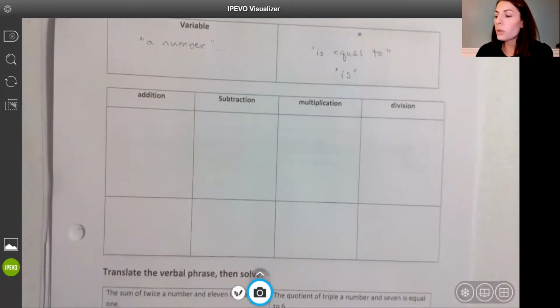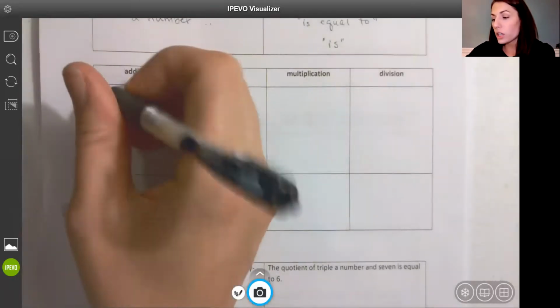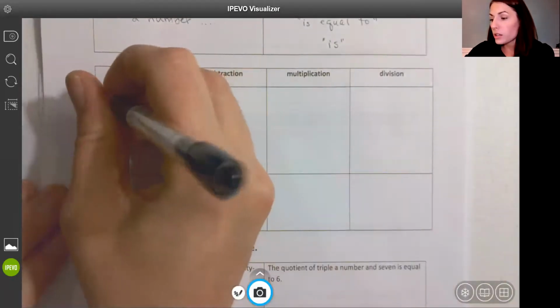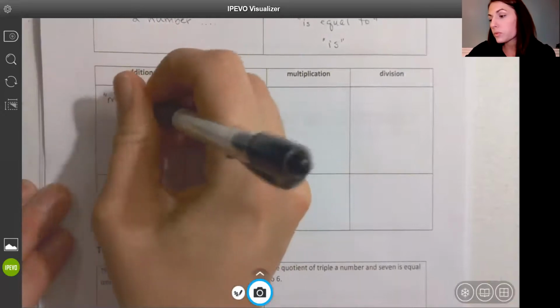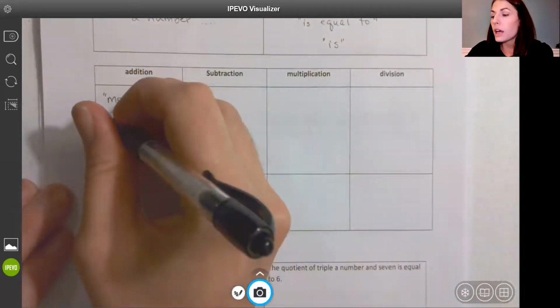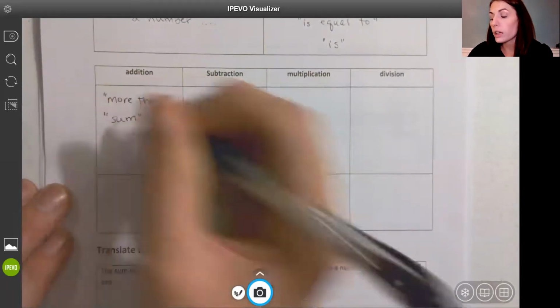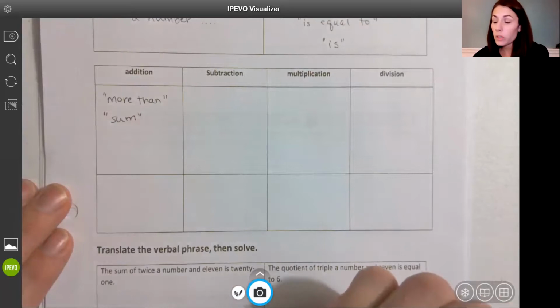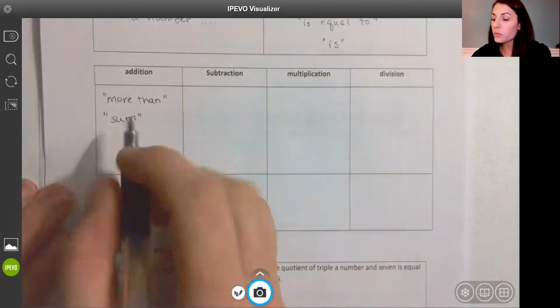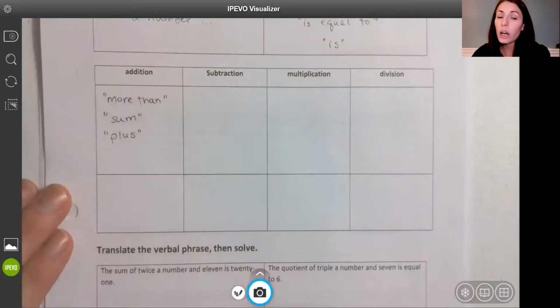And then we're going to have our various operations. So addition sometimes says more than. For example, 5 more than a number. It could be the sum of a number, so the sum of 2 numbers. Could be plus or added to. Those are more obvious things.